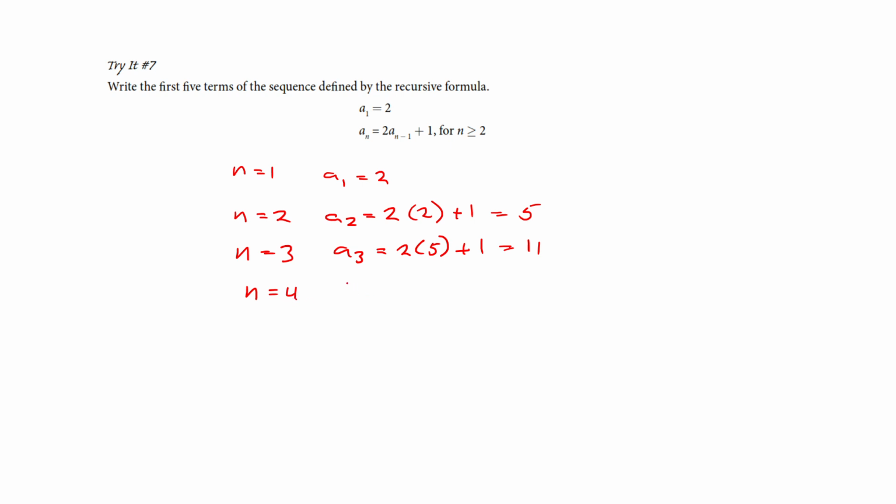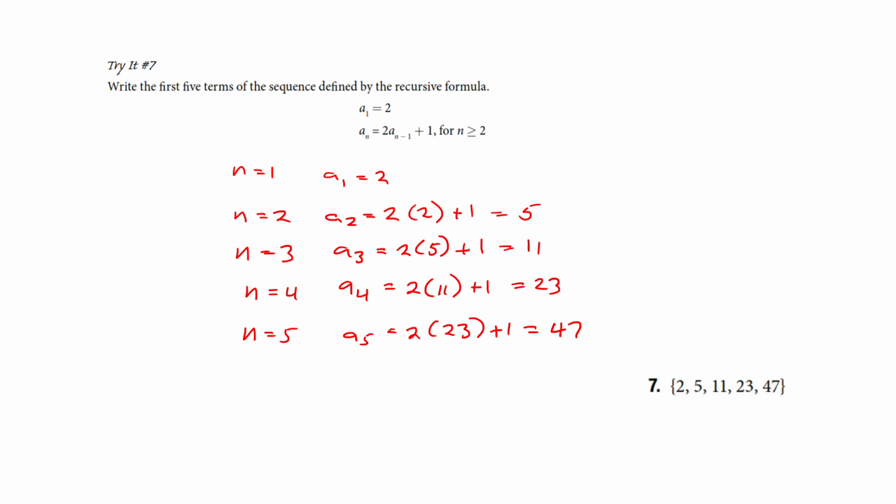How many terms do we want? 5 of these. Okay, so we want A4, 2 times what we got in the last round. In the last round we got 11. So 22, 23. And then lastly, when N is 5, okay, I've got 46, I got 47. If they're asking for the first 5 terms, we really probably should put them in set notation like this, but you'll see those match up.